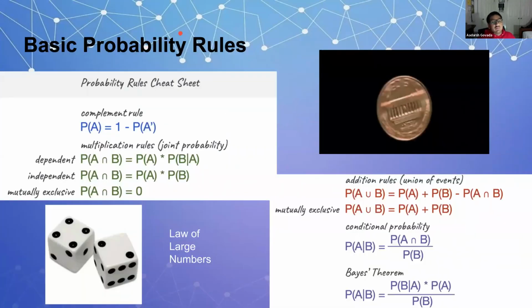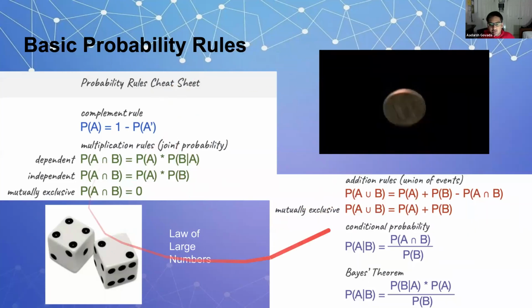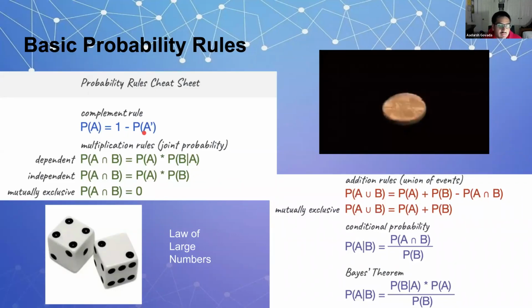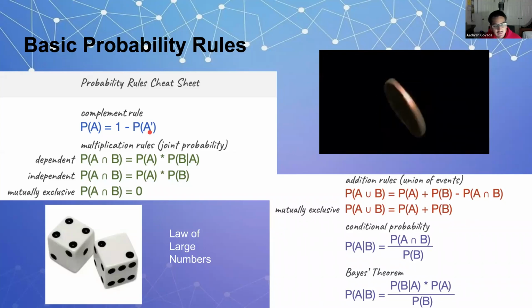Then we looked at some basic probability rules. Again, you don't have to memorize all these, but some of them are good to know. The complement rule is pretty intuitive. The probability of an event happening is 1 minus the probability of the event not happening. That's pretty self-explanatory, right? Then here are some rules for multiplying probabilities. Here are some rules for the union of events, basically the chances that two events both happen. And then here's conditional probability and Bayes' theorem. And then of course, the law of large numbers.